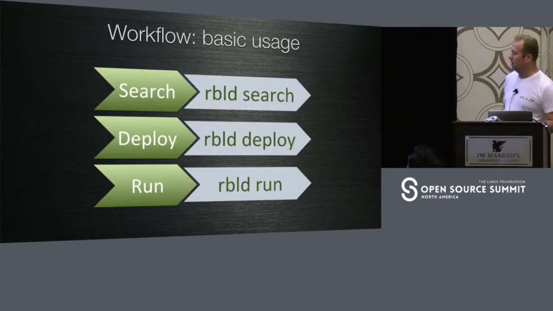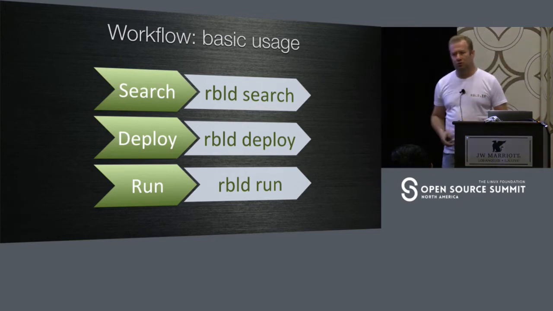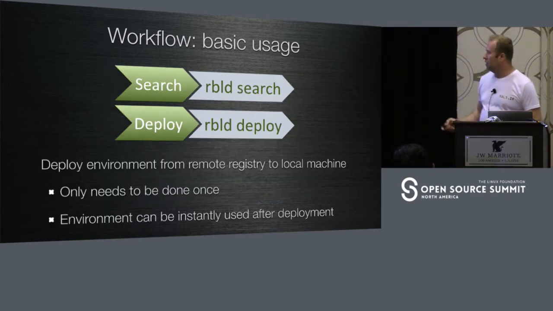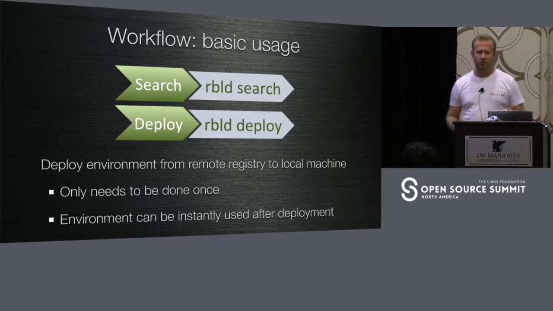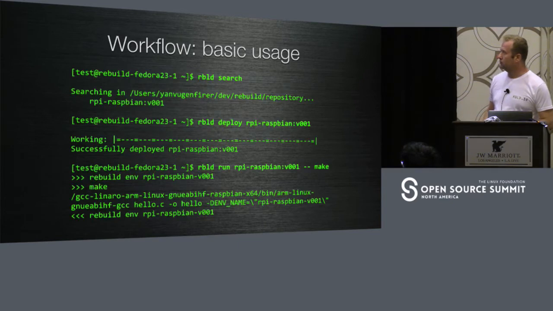And let's talk about workflows, how you work with your build environments. So the basic usage, as we saw in the demo, is you do the search, you find the environment that you want to use, you deploy it, and then you run. And of course, this part needs to be done only once for each version of an environment that you want to use. Yeah, and we already saw this in the demo. So actually, we are searching and we can deploy the environment and then immediately we can use it.